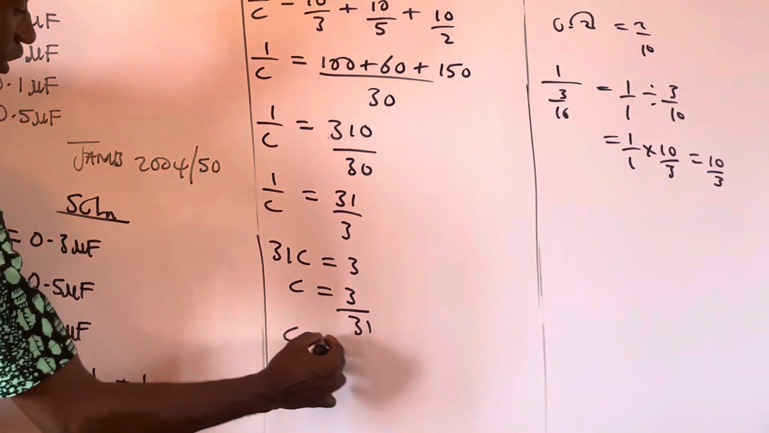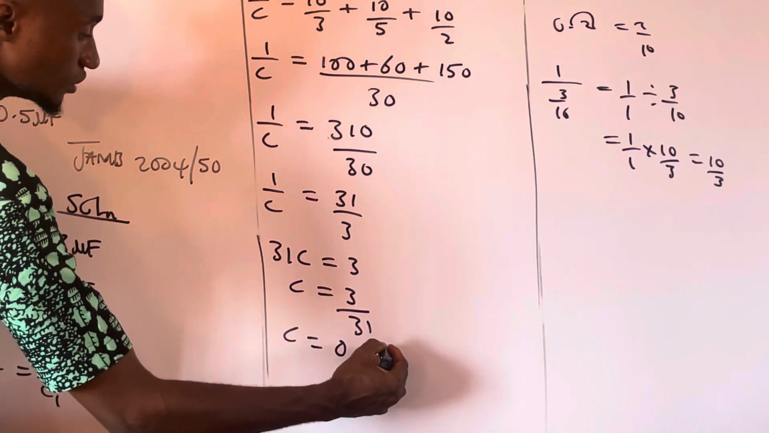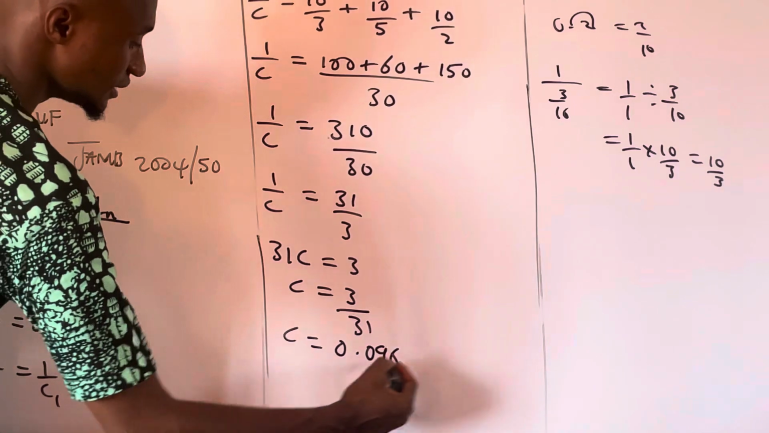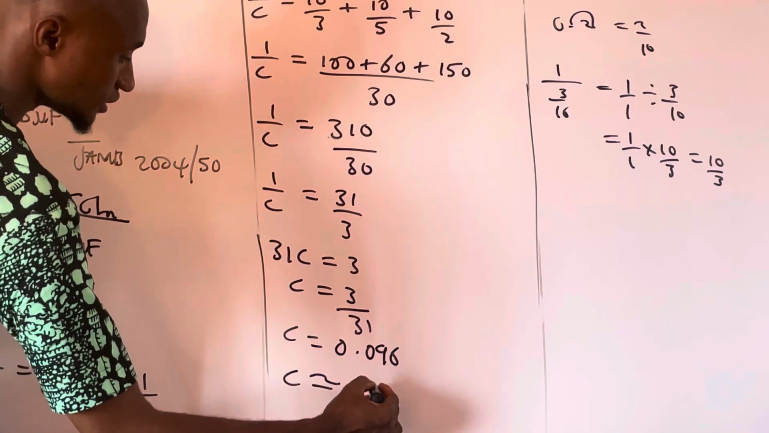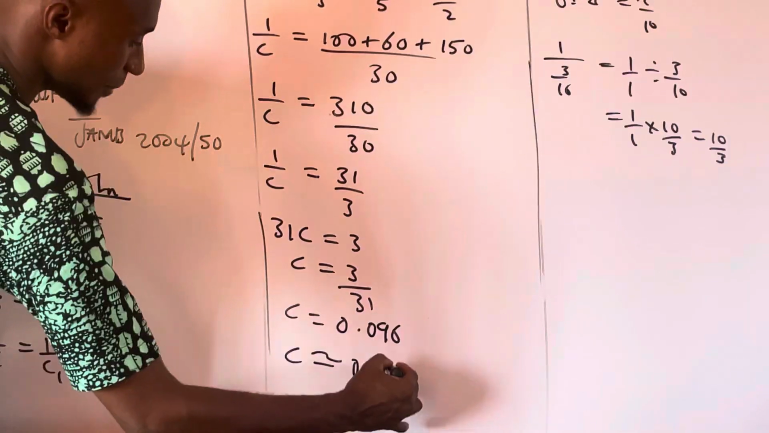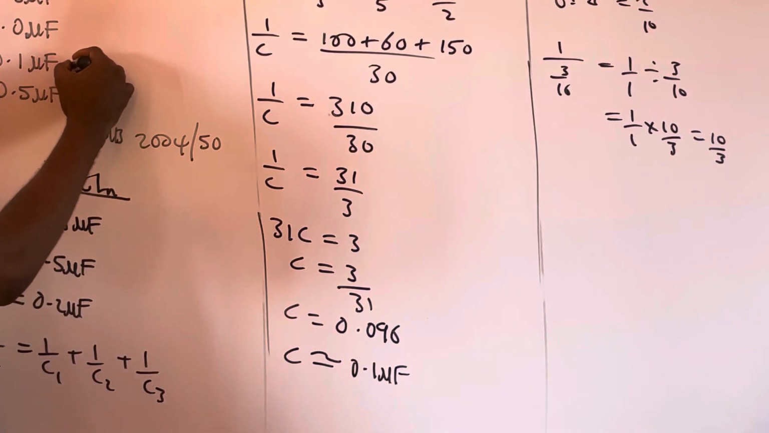So, when we do that, what are we going to have? C is equal to what? 0.0096. C is approximately 0.1 microfarad. So our answer is C.